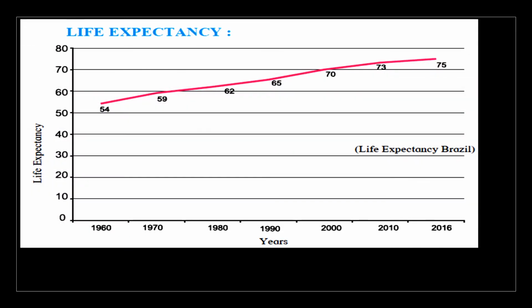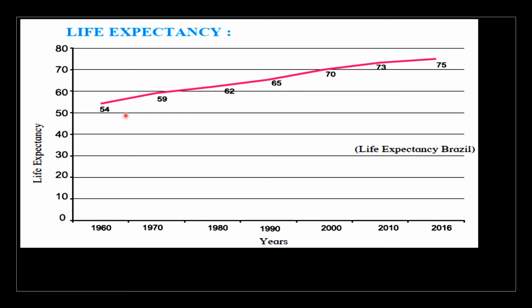Life expectancy of both India and Brazil with the help of line graph. Now on the x-axis we have years and on the y-axis we have life expectancy. So this is the line graph of life expectancy in Brazil. In 1960, we see the average year a person lived up to was 54 years. So the graph is increasing. That means life expectancy is increasing. By 2016, the average life expectancy increased up to 75 years in Brazil.